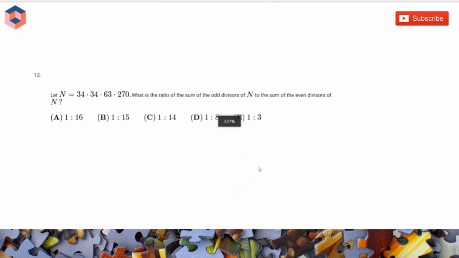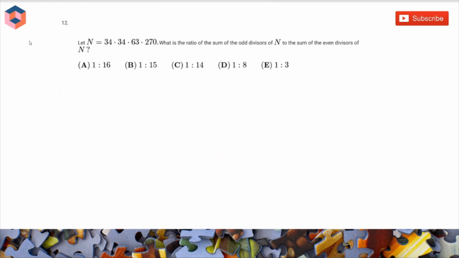Problem number 12. Let n equal 34 times 34 times 63 times 270. What is the ratio of the sum of the odd divisors of n to the sum of the even divisors of n? Okay, so for this problem, we have to actually find the sum of the divisors of a number. So let's find the prime factorization first.